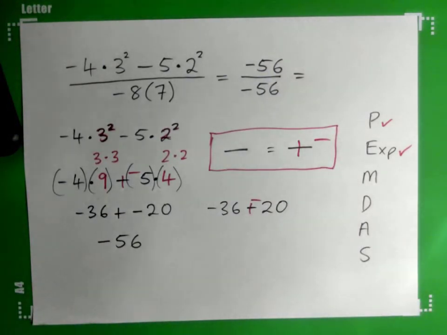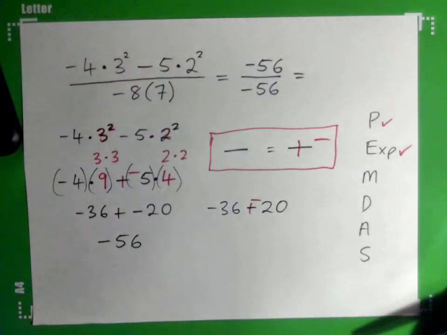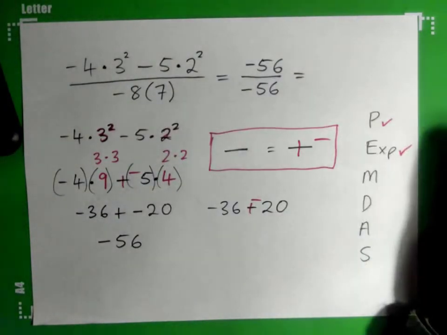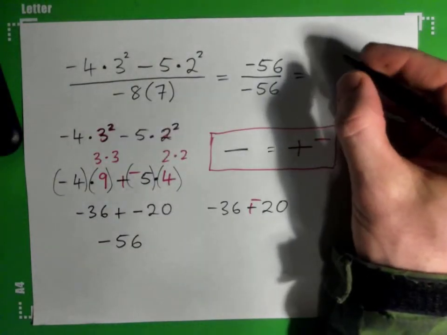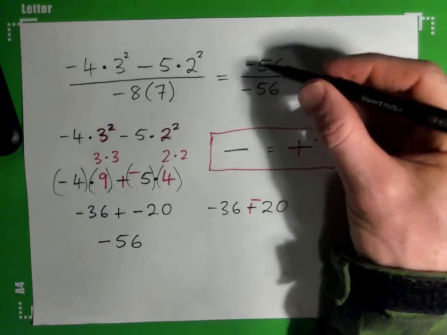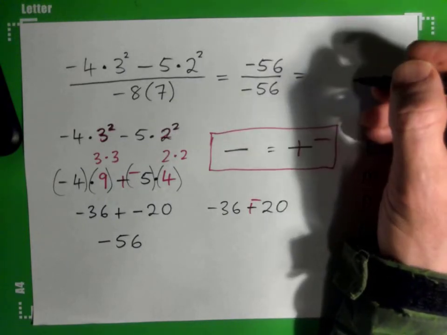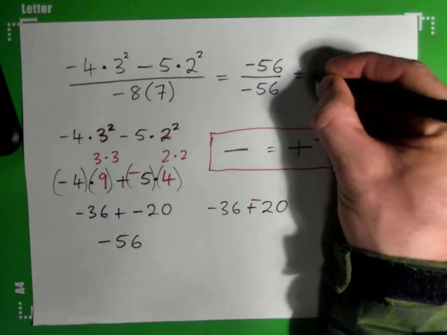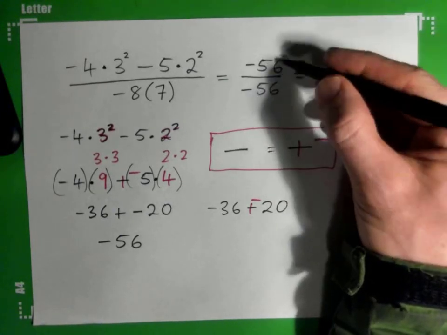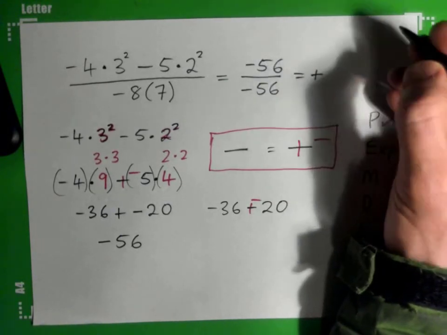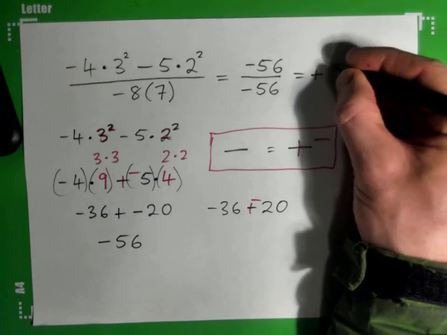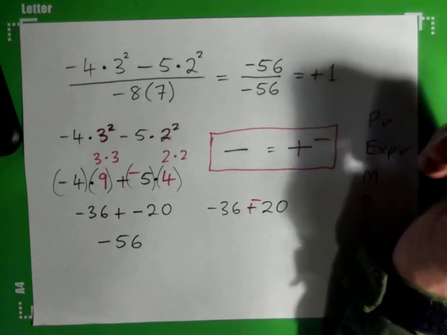Right? So that's negative over negative, which makes... What's the sign, though? Negative over negative is what? Positive. Right? And 56 over 56 is 1. Yeah. So the answer is just positive 1.